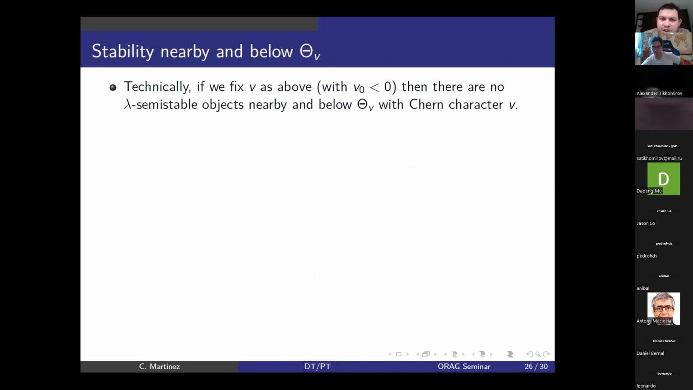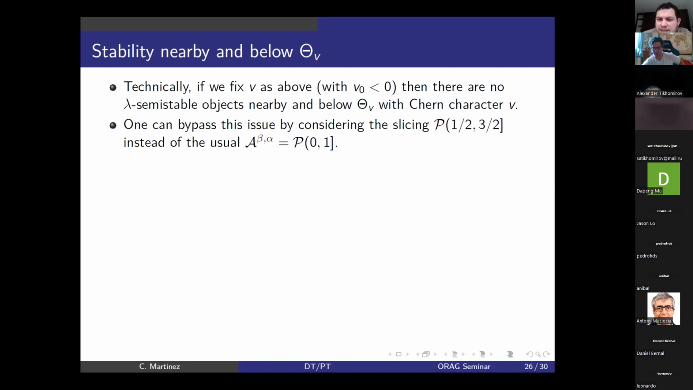And then I can also go very near theta V and below, and there is a technicality here, because we fix the rank to be negative, so there are no lambda semistable objects. You can prove it's an empty condition to have lambda semistable objects nearby and below theta with Chern character V, because the rank is negative. So one can bypass this issue by, instead of considering the category A beta alpha, the standard slicing of objects that have phase between 0 and 1, considering a slicing that has the objects with phase between 1/2 and 3/2. It's just a technical thing, but it allows us to modify a little bit.